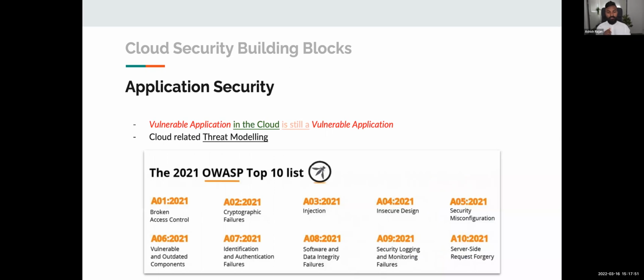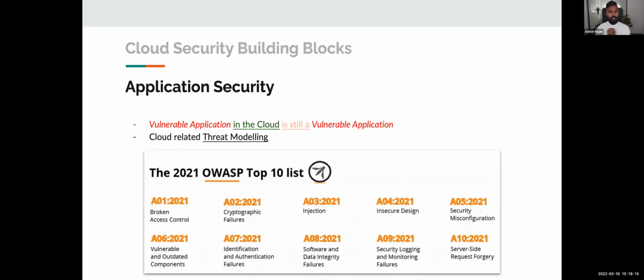Now, as part of building an application, it's worthwhile calling out that just because you have a vulnerable application on your on-premise or your data center, moving that to cloud would not make it secure. So you would still have to do threat modeling and understand what are some of the application threats you should be looking at.